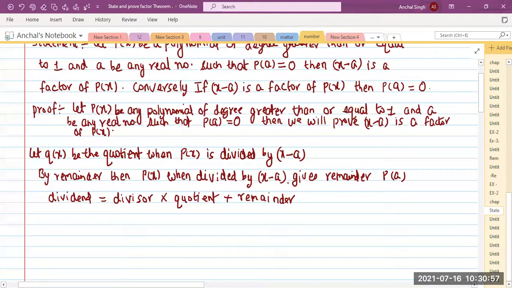Now tell me what is dividend, what is divisor, what is quotient, what is remainder. Come on, tell me. I'm waiting. What is dividend? Students, what is divisor, what is quotient and what is remainder? Okay. Px is dividend. So I'm writing dividend equal to Px. Correct. Px is dividend.